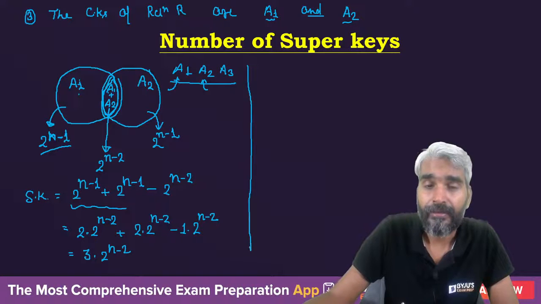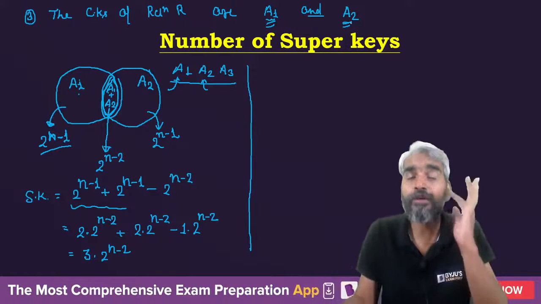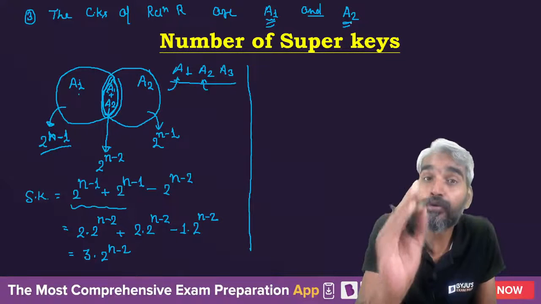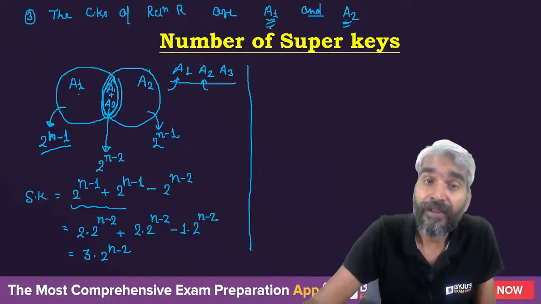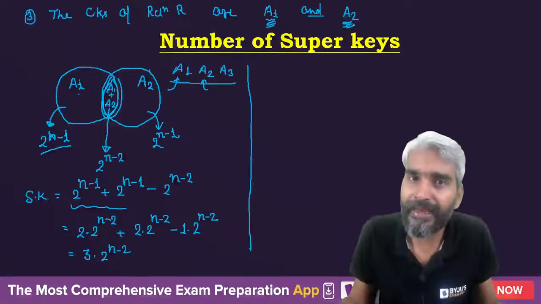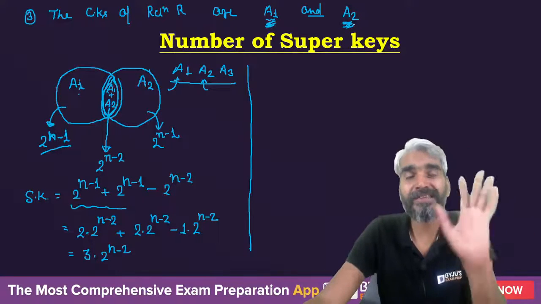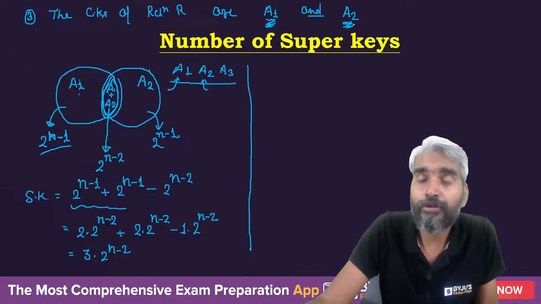These are the two attributes. If either of A1 or A2 is present in the set, then it will be a super key. Let's try to understand.